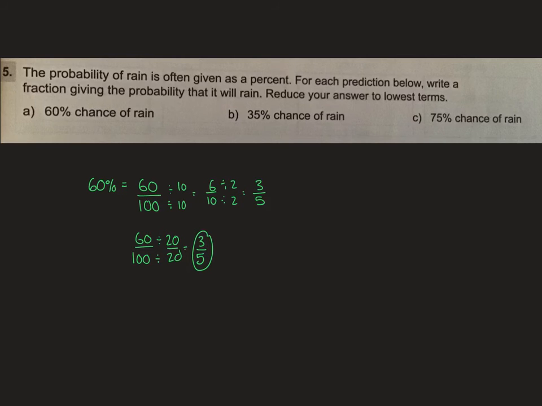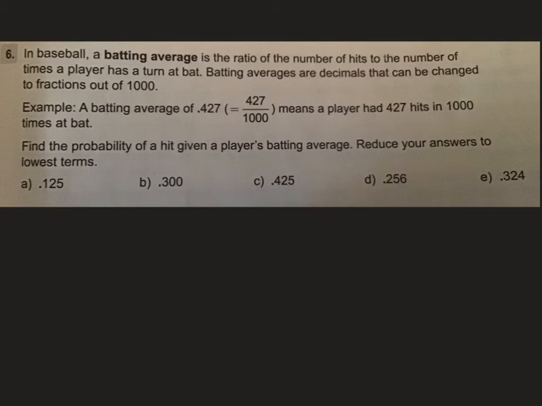So you'll do the same thing, 35%, 75%. In baseball, a batting average is the ratio of the number of hits to the number of times a player has a turn at bat. So batting averages are decimals that can be changed into fractions out of 1,000, okay? They usually measure it out of 1,000. So a batting average that's 0.427 is 427 out of 1,000.